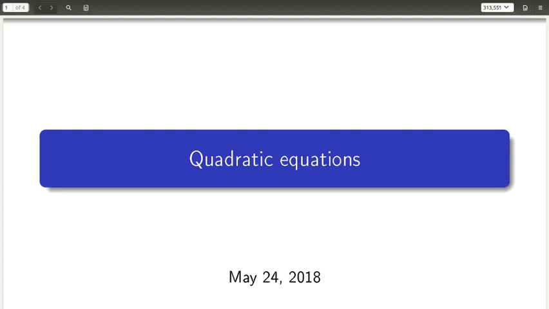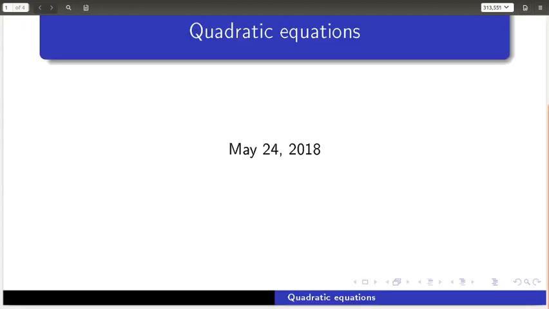First of all, we shall define what a quadratic equation is, and second, we shall state a property that we can use to solve any quadratic equation.